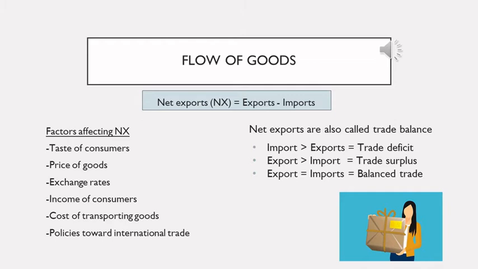There are situations in which an economy experiences a trade deficit, when imports are greater than exports, which means the net export turns out to be negative. Also, there is a trade surplus when exports are greater than imports, and that will result in a positive net export. Lastly, when imports equal exports, the economy is experiencing zero net exports.